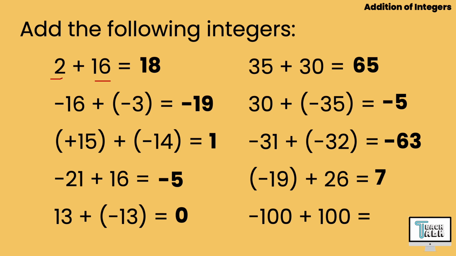Next, negative 100 plus 100. Same sign, different signs? Different signs. Anong mas malaki, si 100 or si 100? Wala. So skip muna natin si step 1. Second step, subtract. What is 100 minus 100? That is 0. So wala po siyang sign, so the answer is 0.